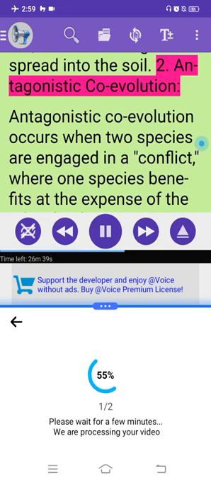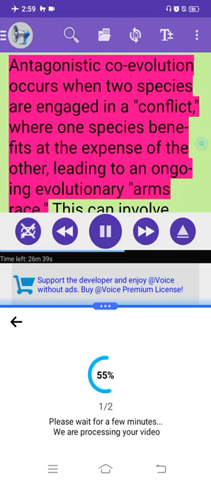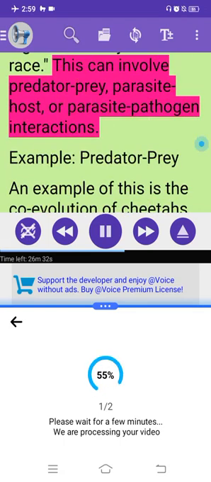2. Antagonistic coevolution. Antagonistic coevolution occurs when two species are engaged in a conflict, where one species benefits at the expense of the other, leading to an ongoing evolutionary arms race. This can involve predator-prey, parasite-host, or parasite-pathogen interactions.